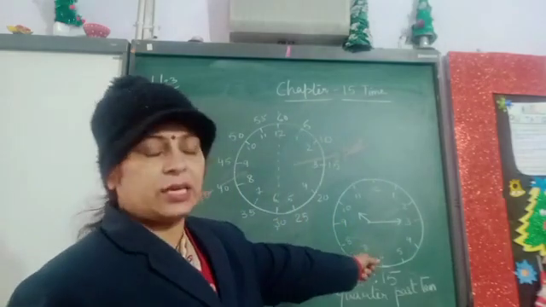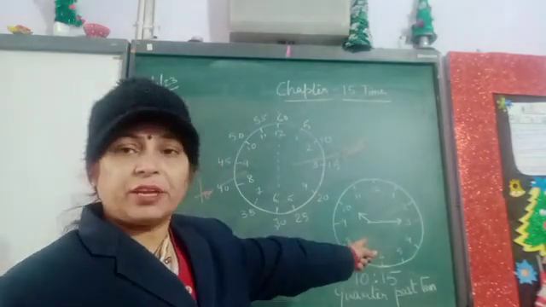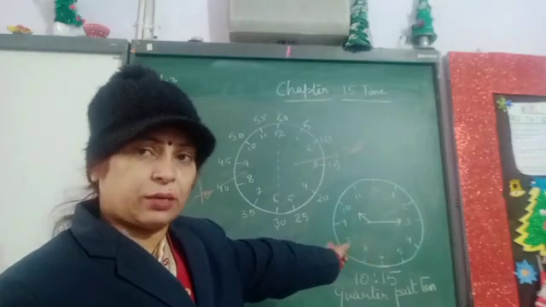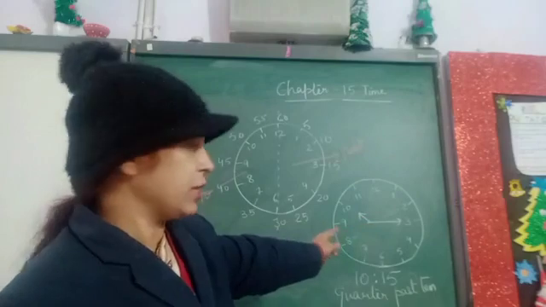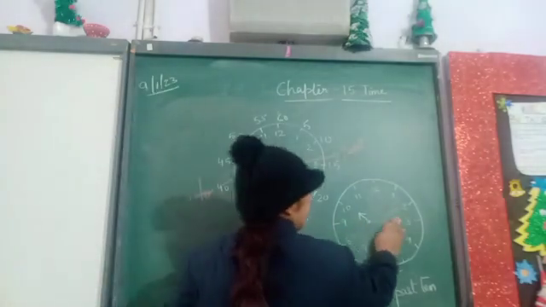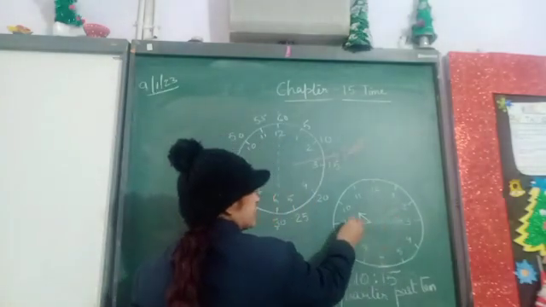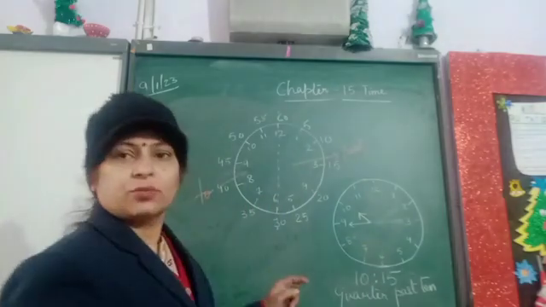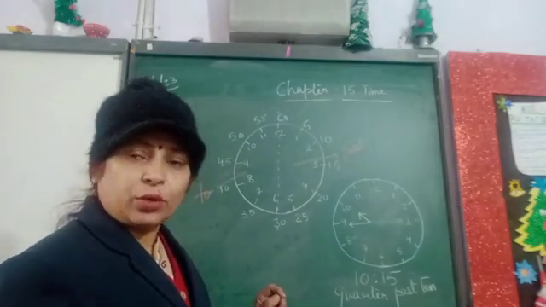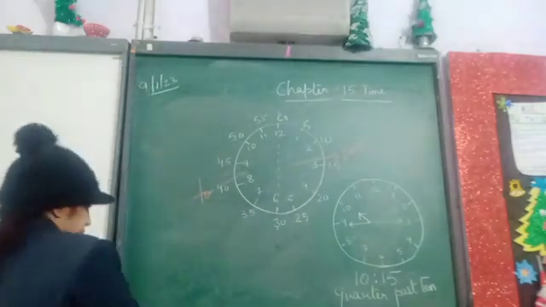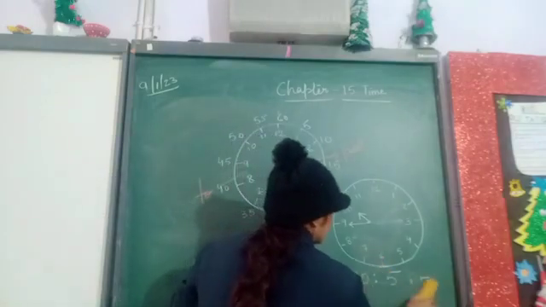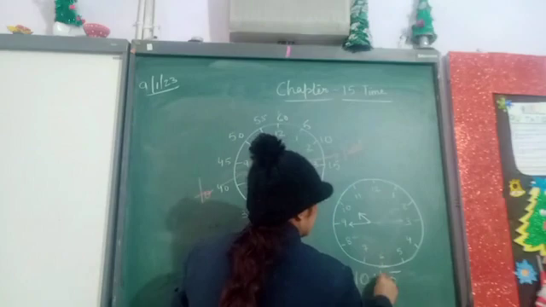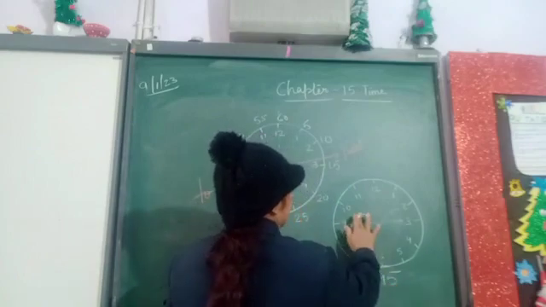Now children, you can see here 15, where our minute hand is pointing towards 3. But suppose this minute hand comes towards this side. It is pointing towards 9. Then what is the time here? The time will be 10:45.